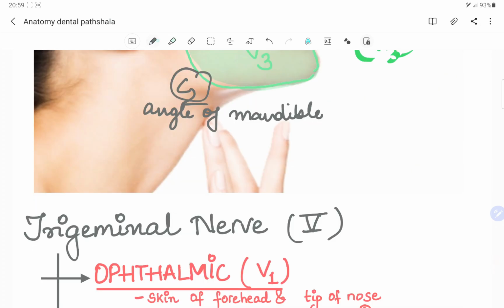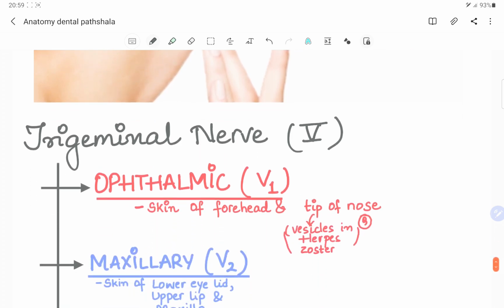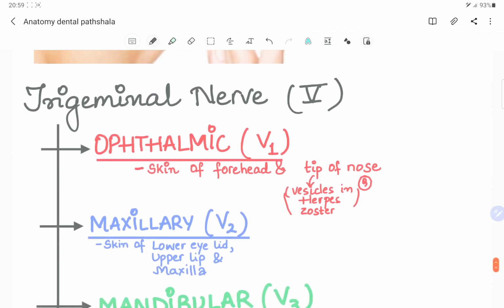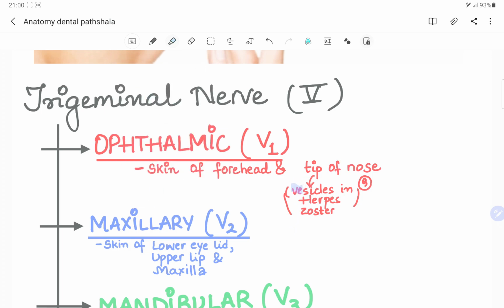So the divisions of the trigeminal nerve are, first, the ophthalmic, which supplies the skin of the forehead and the tip of the nose. In case of herpes zoster, vesicles are formed at the tip of the nose, and this is a frequently asked question: in herpes zoster infection with vesicles at the tip of the nose, which nerve is involved? That is the ophthalmic division of the trigeminal nerve.